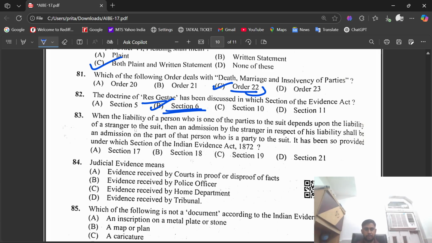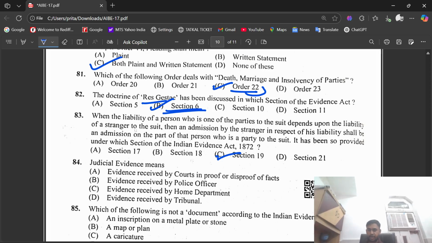Question number 83. When the liability of a person who is one of the parties to the suit depends upon the liability of a stranger to the suit, then an admission by the stranger in respect of his liability shall be an admission on the part of that person who is a party to the suit. It has been so provided under which section of the Indian Evidence Act 1872? The options that we have: option A, section 17; option B, section 18; option C, section 19; and option D, section 21. The right option is option C, that is section 19.